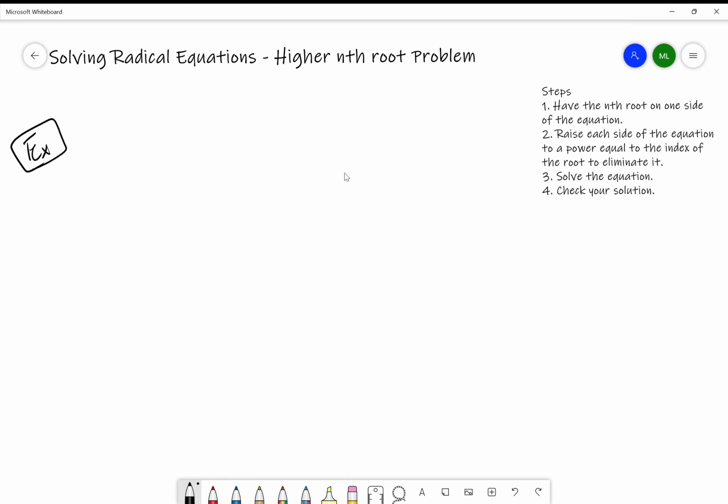So the example I want to look at today is the cube root of n plus 8, and then all of that minus 6 is equal to negative 3. These are your key points right here. Have the nth root on one side. So here's my nth root, the cube root. I have a minus 6 right next to it. I need to move the 6 to the other side, so I will do plus 6 to the other side.